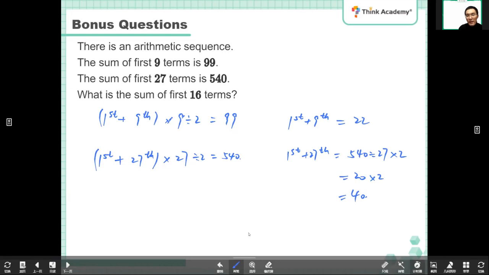Right, so that tells us that the 27th term minus the 9th term is 40 minus 22. And there will be 18 common differences between the 27th term and the 9th term. The reason why there's 18, and we don't need to add or minus 1, is knowledge from summer holiday term interval problems.